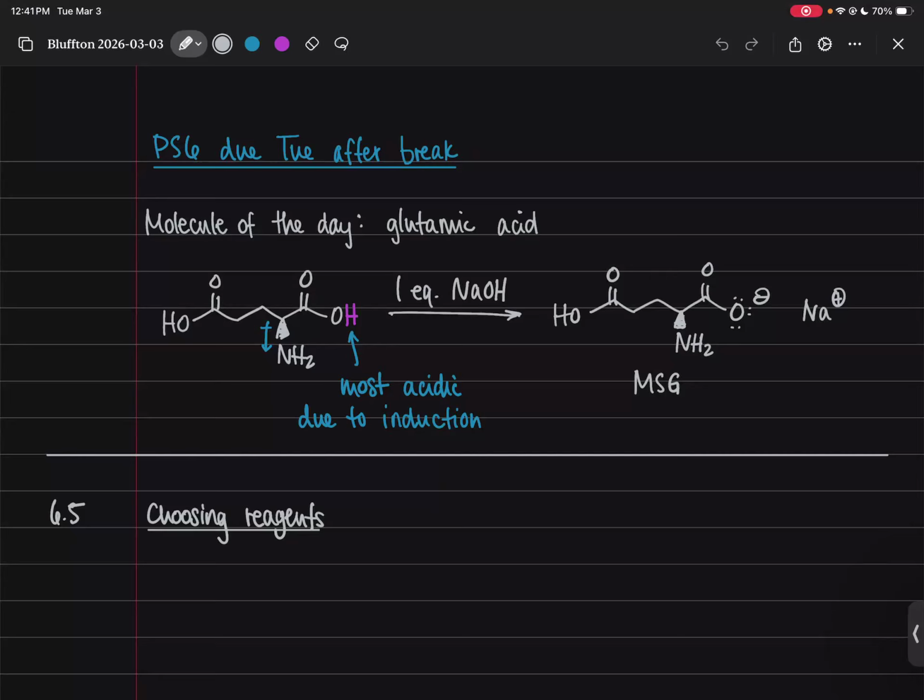So today's molecule of the day is glutamic acid. This is the structure of glutamic acid. So it's got two carboxylic acids, one on the left, and then an amine. And these two carboxylic acids are chemically different because one of them at the position next to the carbonyl has an amine, and the other one at the position next to the carbonyl does not have an amine. So that tells us that those two hydrogen atoms on the carboxylic acids are going to be of different acidities because they're different.